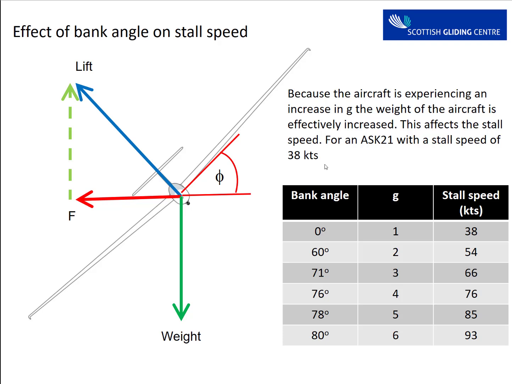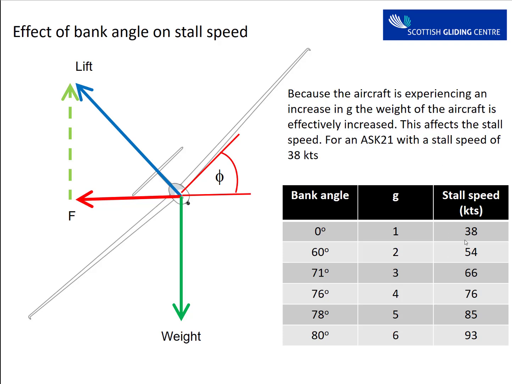One of them is, well, can the pilot stand it? We're not too bad in gliders because we're lying down, so we tend to be able to pull higher g than if we're sitting upright. But more importantly, if we're pulling g, the aircraft's weight is effectively increased. And what we know is that the stall speed of our aircraft is dependent on the weight of the aircraft. And therefore, as we increase our bank angle, increase our turn rate, and increase the g we're pulling in the turn, the effective weight of the aircraft is increasing, and therefore our stall speed is increasing.